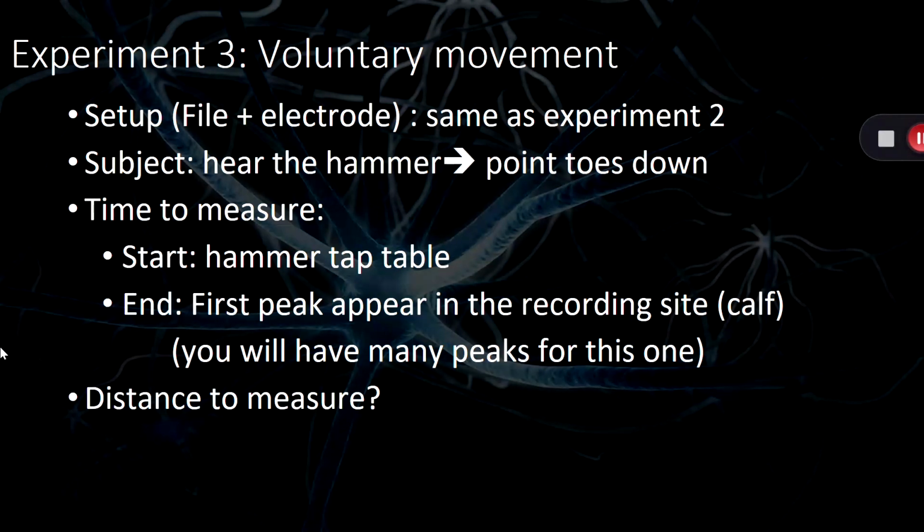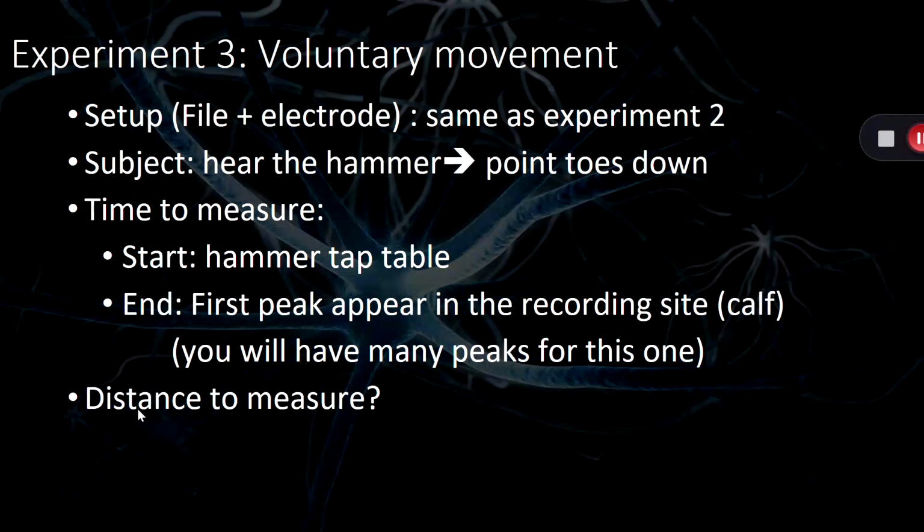Okay, so experiment number 3 measures the conduction velocity on multiple nerves. It's a voluntary movement, right? For this experiment, all the settings are going to be the same as experiment number 2. The only difference is that when the hammer hits the table or somewhere else, the subject is going to point his or her toes. The time you're going to measure is the same, from the hammer hit on the table until you see the first peak that appears on the recording site, and that's the signal from the calf. In this experiment, you are going to see many peaks.